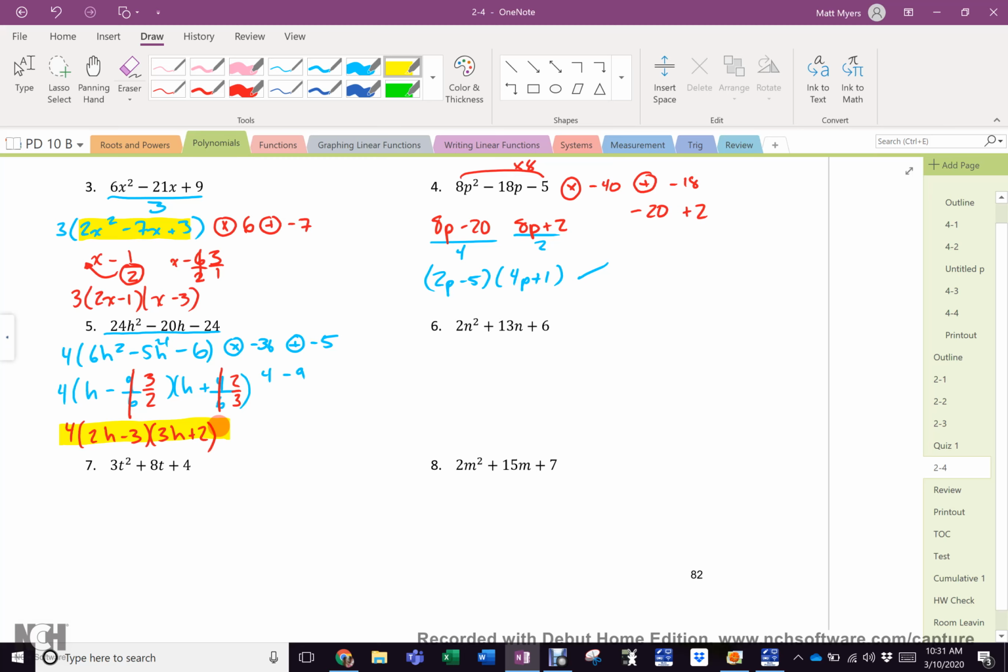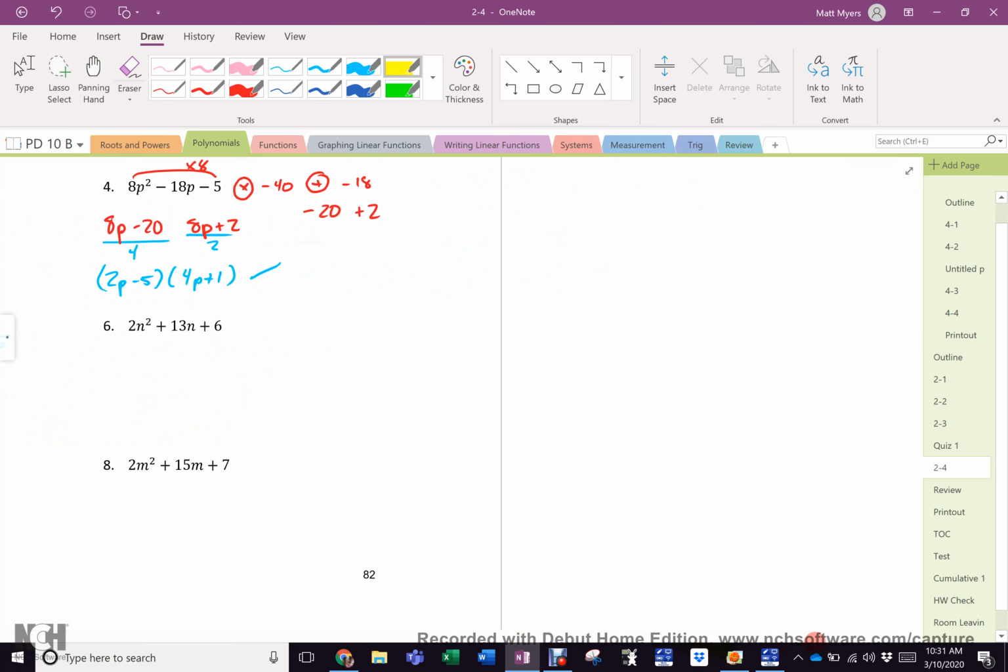Shayla, you've thrown your arm in the air. Wave it like you just don't care. What do you need? I have an answer. Hit me with that answer, sister. Okay, go. 4 brackets 2h plus 1 brackets 3h minus 6. Shayla, you're killing me. What'd you say again? I'm not sure if it was right. I didn't write it down. 4 brackets 2h plus 1 brackets 3h minus 6. 2h plus 1 and 3h minus 6.